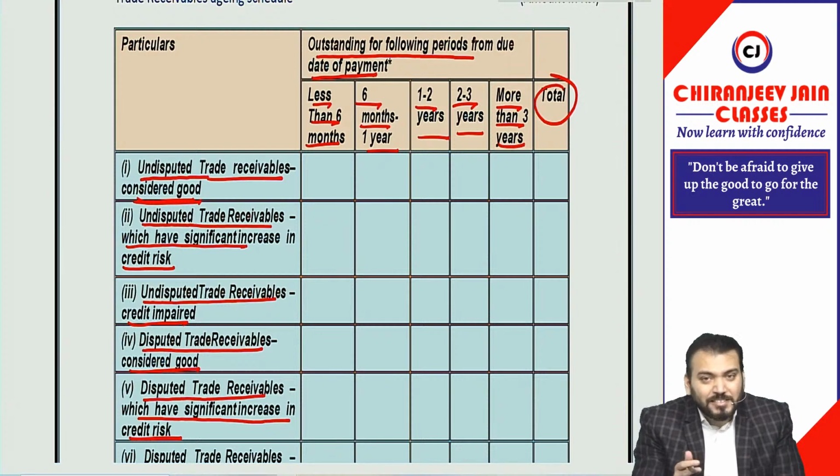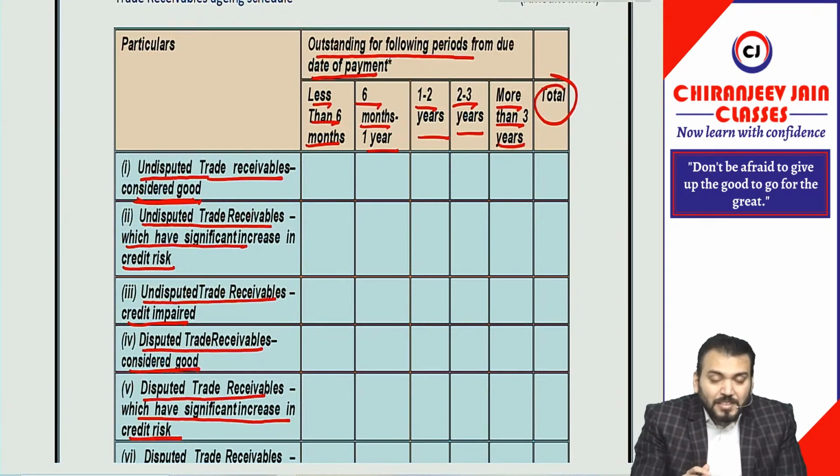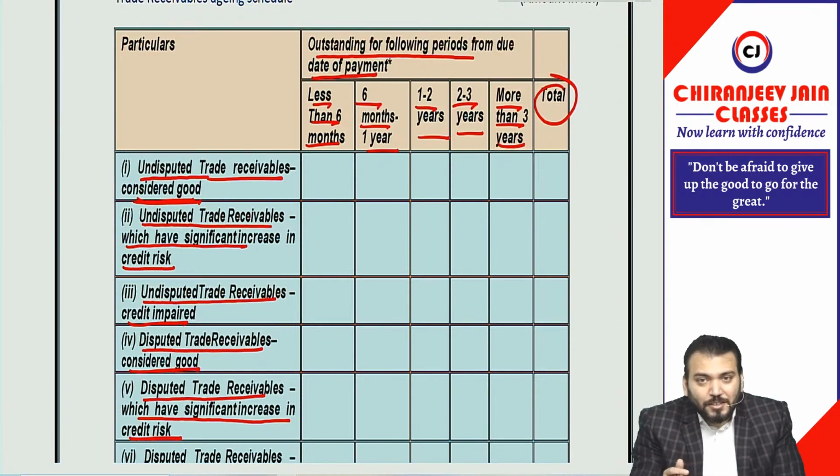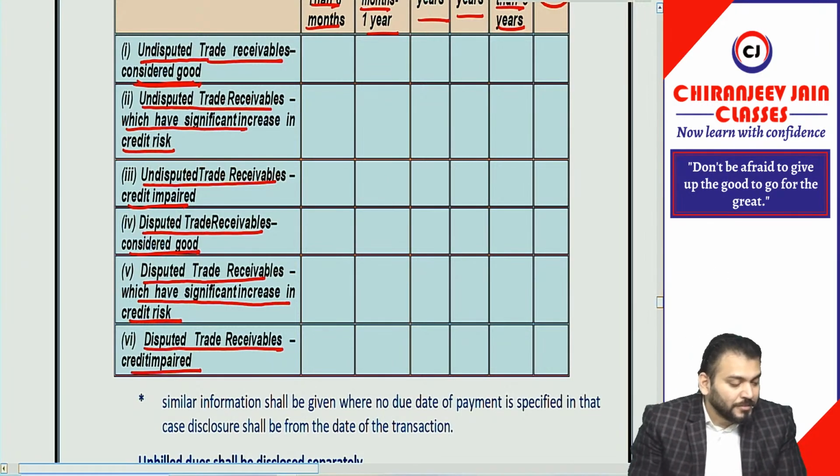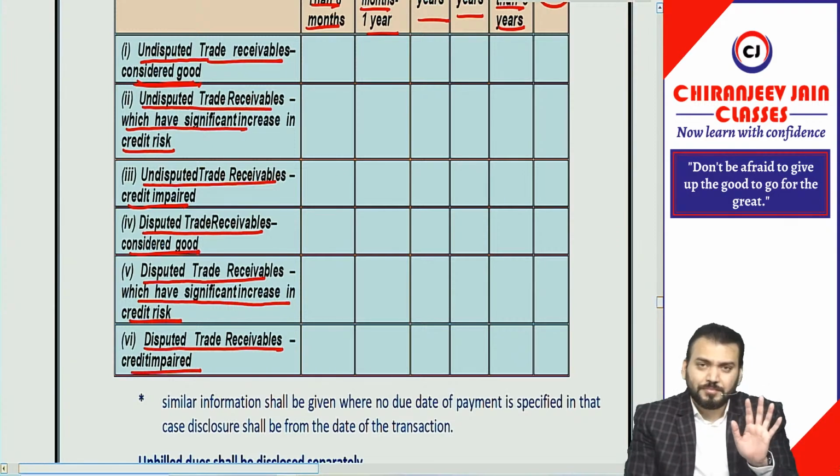So aging is what? Less than 6 months, then 6 months to 1 year, then 1 year to 2 year, then 2 year to 3 year, and then more than 3 year. Understood? This aging schedule may be asked in exam. Important. This is important. Correct?